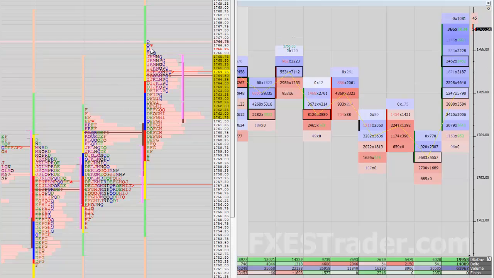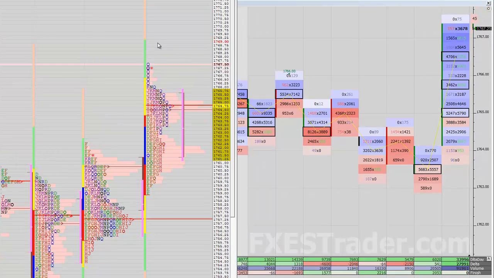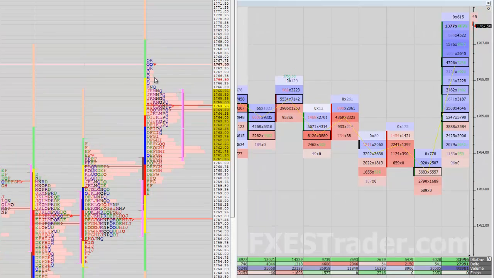And sure enough, we had a stop run. 3 ticks at this particular point. So look at all the volume that's coming in here. I mean, the shorts are just getting squeezed on this, okay?